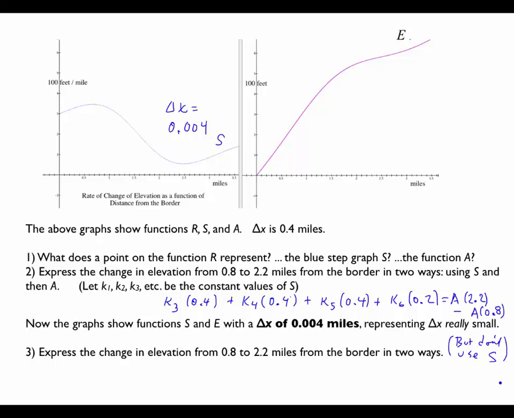So two ways. Two ways. He changed the rate, see that? But still, it's going to use E.